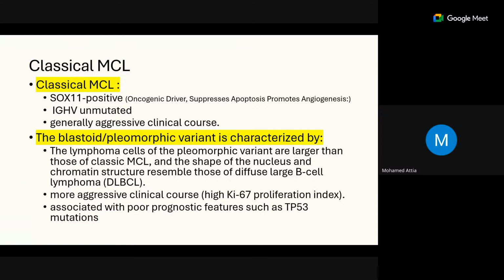In the classical form, you will not find any peripheral blasts. You will not find any peripheral lymphoid cells. All of them are nodal and infiltrating the tissues, of course.